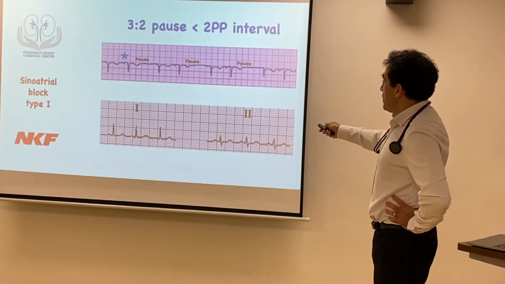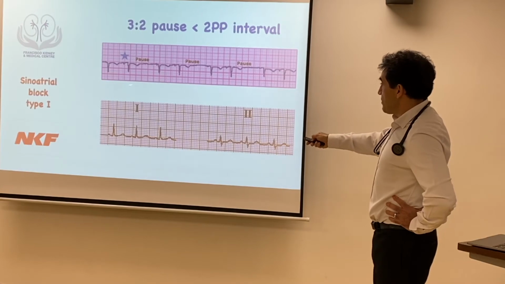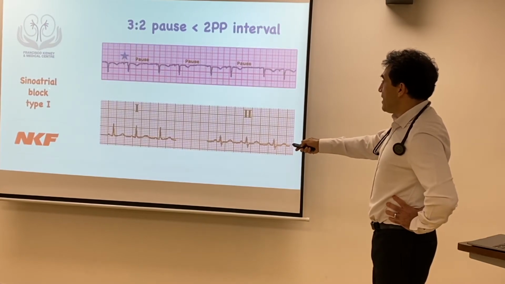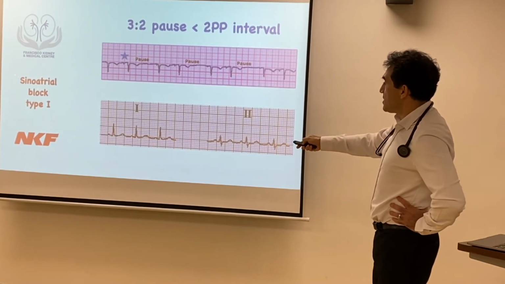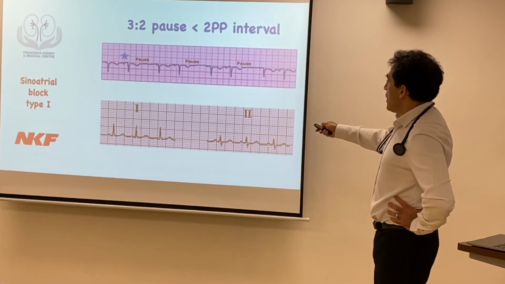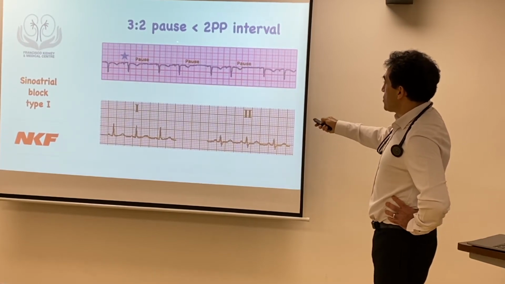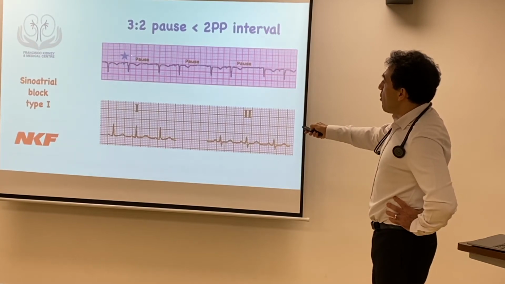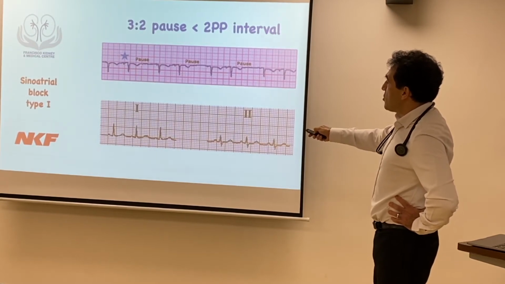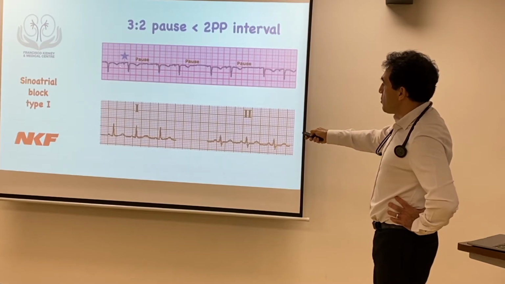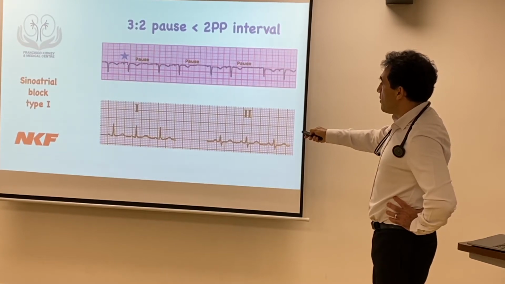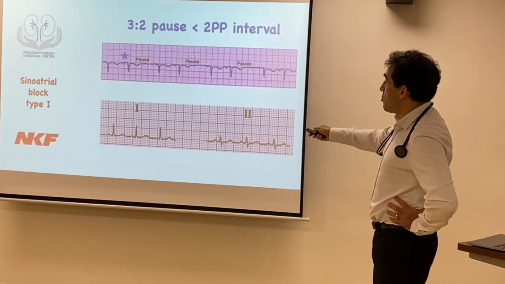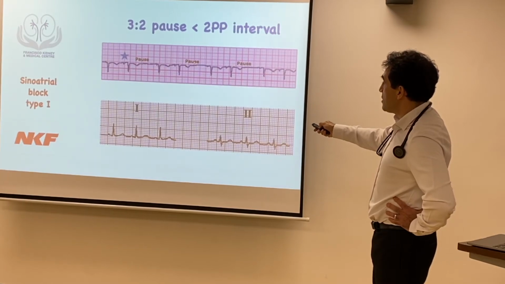So there is activation, but the impulse is blocked from the sinus to the atrium, and there is another pause. But for example, this pause occurs in every third beat. Suddenly there is a pause. For example, here there is a P wave, then there is a P wave and no QRS. Yeah.